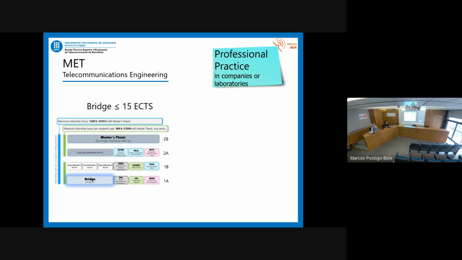For example, if you have a bridge of less than 15 credits, there is no problem doing these 15 credits and the master thesis in a curricular internship. But if you have a bridge higher than 15 credits, you will not have the option of doing these curricular internships, because you will have to spend those credits in the bridge.